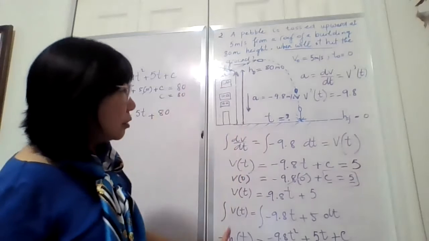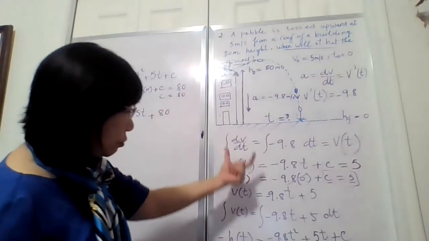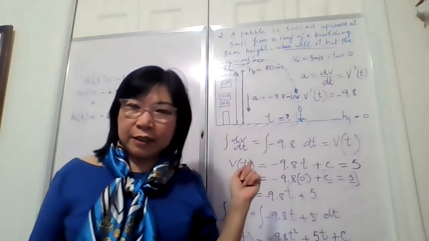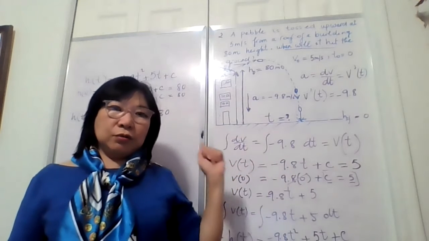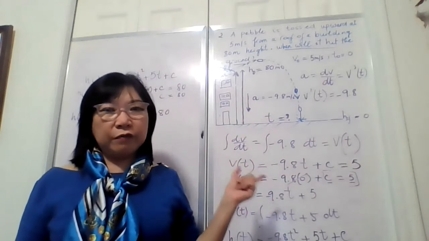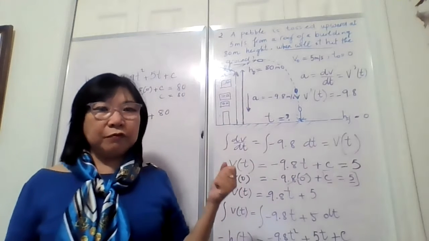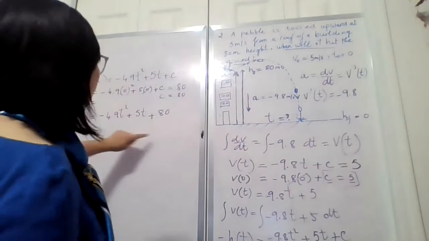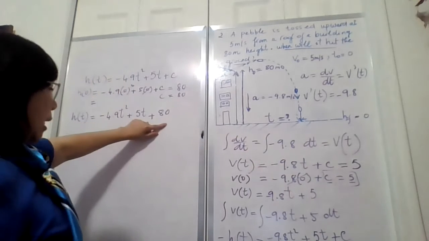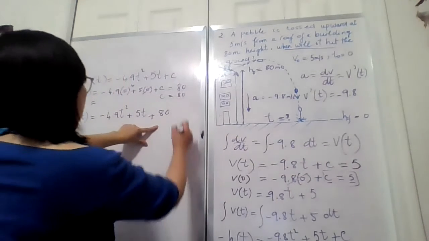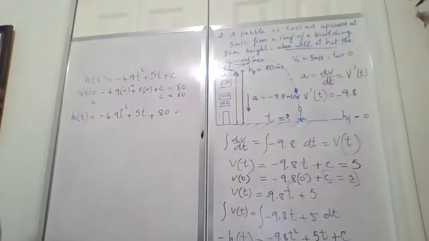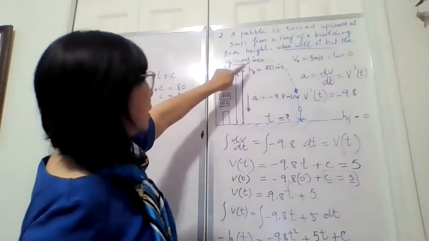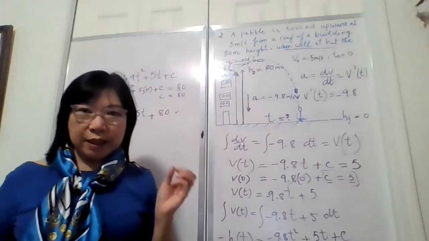After we integrate using the antiderivative method, a mathematical technique in calculus, we have the position function, which is the height function. And now we have the height function after our integration. So how do we find the answer? The question asks when it will hit the ground. So it asks for t.